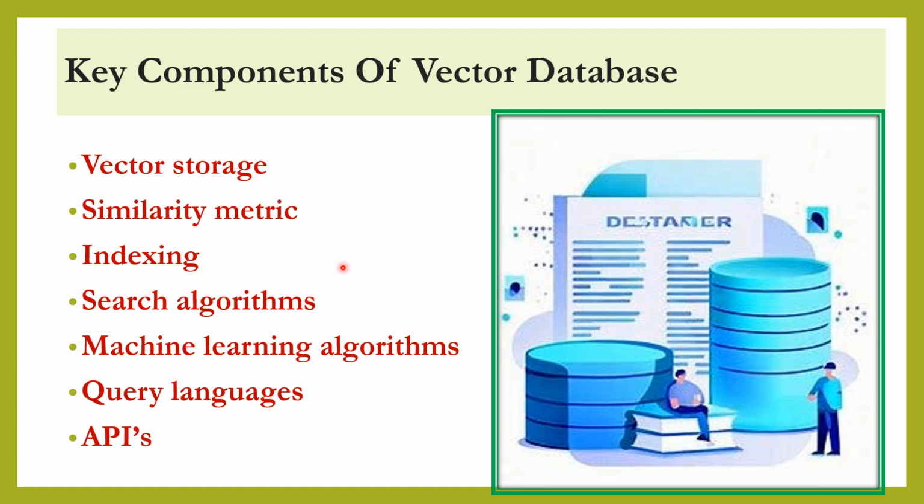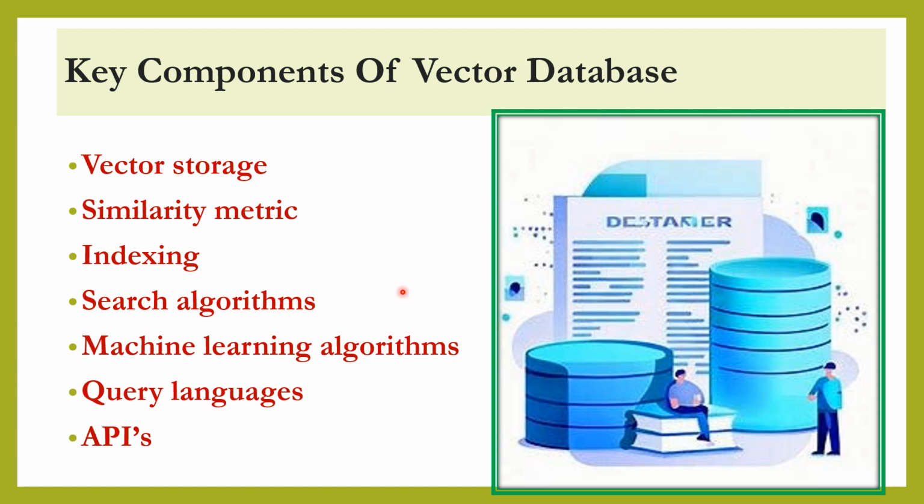Then come search algorithms. These vector databases use specialized search algorithms to efficiently search for vectors that are similar to a query. These algorithms can be based on techniques such as brute force search, k nearest neighbors, or locality sensitive hashing. Then machine learning algorithms. These vector databases can also use machine learning algorithms to perform tasks such as clustering, dimensionality reduction, and anomaly detection on the data.